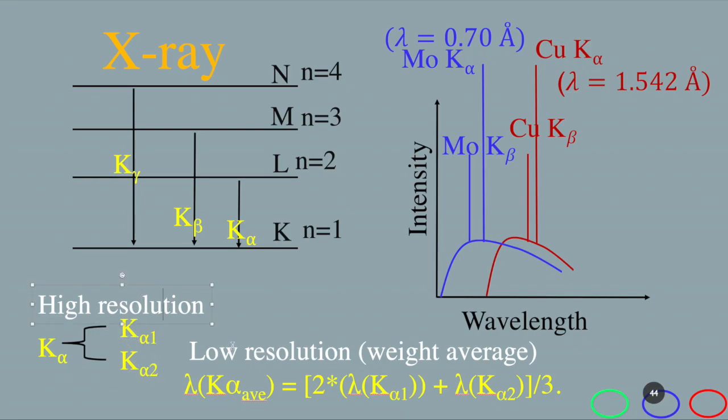This is twice, but at low resolution, K alpha is actually considered the weighted average of K alpha 1 and K alpha 2, and this is the formula we use to calculate the average K alpha value at low resolution. K alpha and K beta obviously depend on the type of material, but for example these red ones are from copper. If the X-ray source is copper, we have the K alpha and K beta like this, and it has the K alpha peak at around 1.542 angstrom.